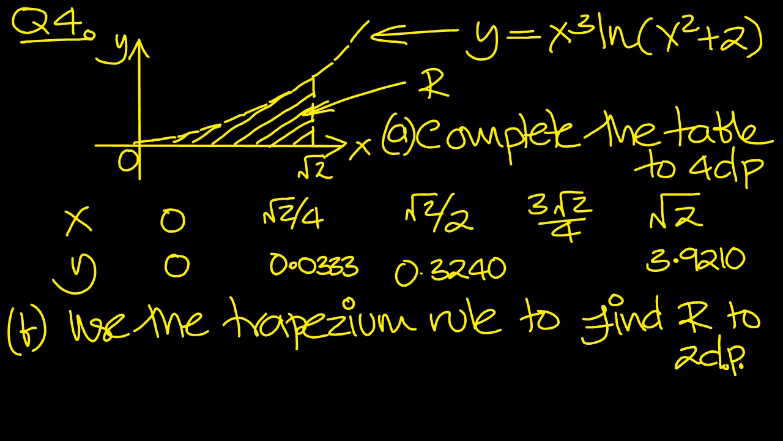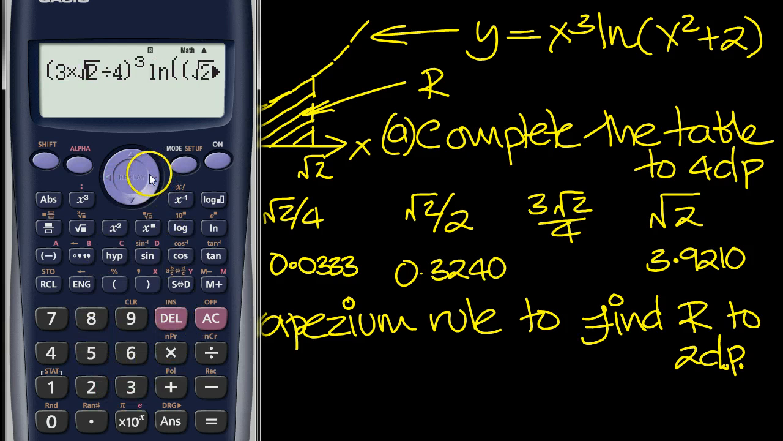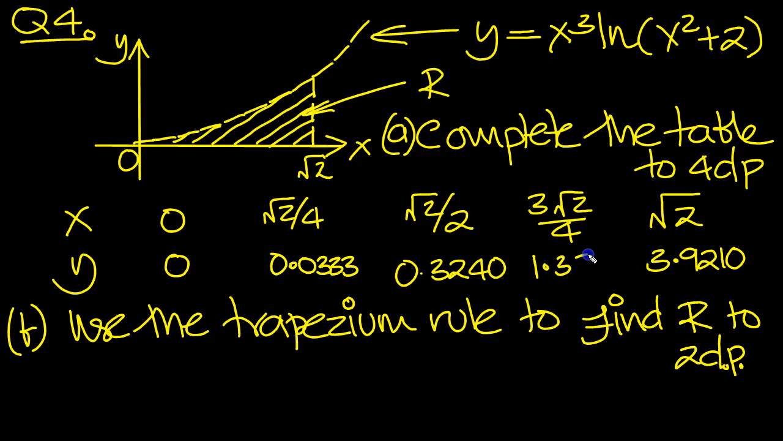So 0.0333, and now we need to put in the other value, 3 root 2 over 4, so we just toggle back. And there's 2 places we put the x input value in. So here, put a 3 times root 2 over 4. And similarly, if we go forward to here, we need 3 times again, don't we? Equals 1.3596 to 4dp. So we've completed that. Now use the trapezium rule to find R to 2dp.